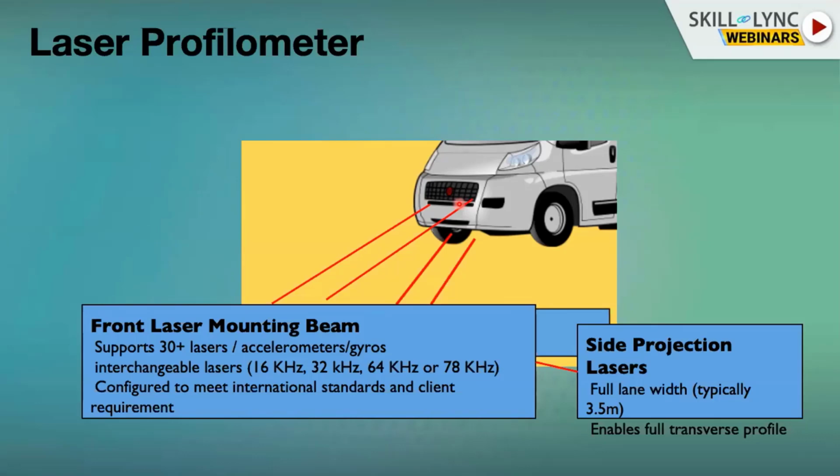It will give you the complete transverse profile of the road. So whenever there is noise due to the vehicle suspension system, the accelerometers will cancel that noise to give you the actual profile. This is the function of the laser profilometer.